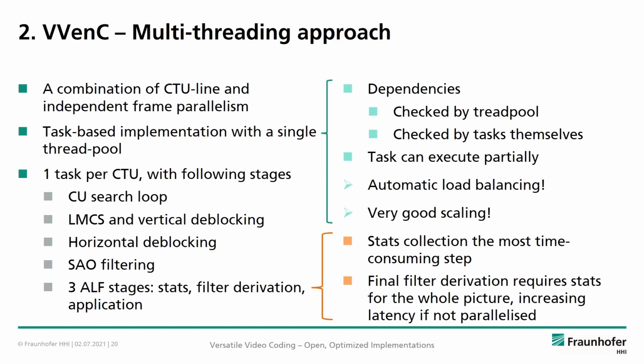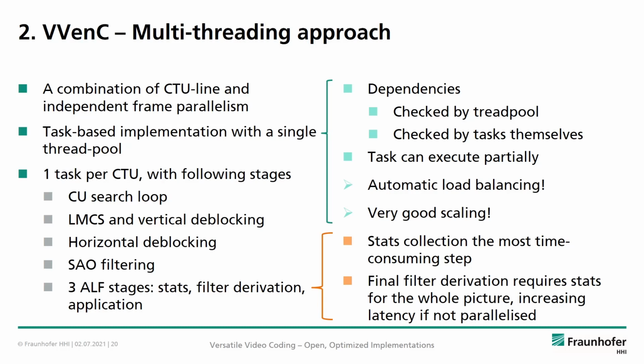Next topic I want to talk about is the multi-threading in VVenC, which is implemented as a combination of CTU line and independent frame parallelism. Both of those approaches are combined in a single task-based implementation within a single thread pool, which means we schedule different tasks that are all executed within the single thread pool rather than having multiple thread pools taking care of different kinds of workloads. Because of this approach, we have automatic load balancing, which in turn provides us very good multi-threading scaling, as you will see on the next slide.